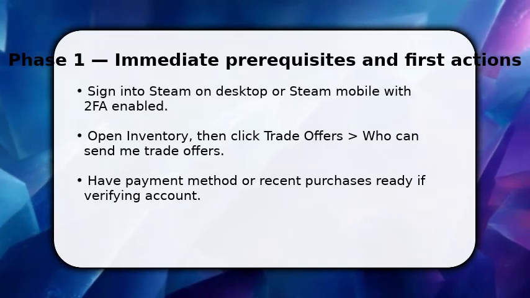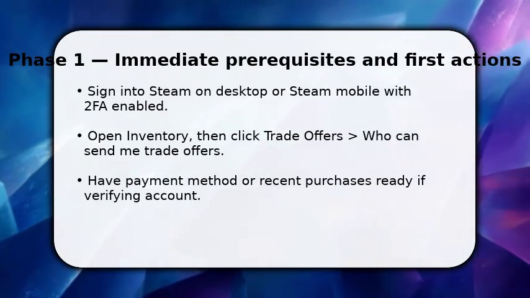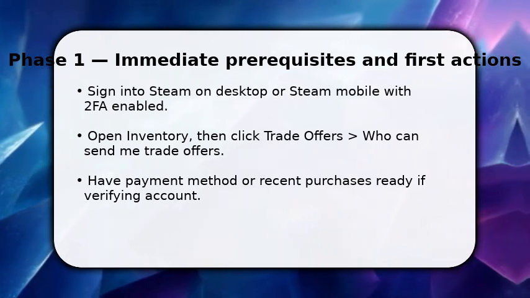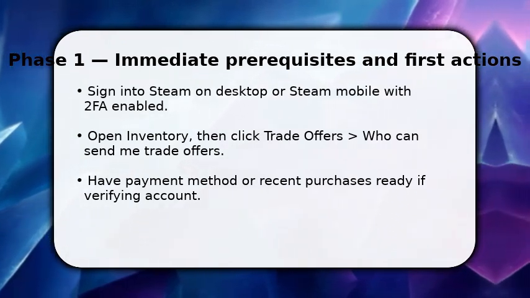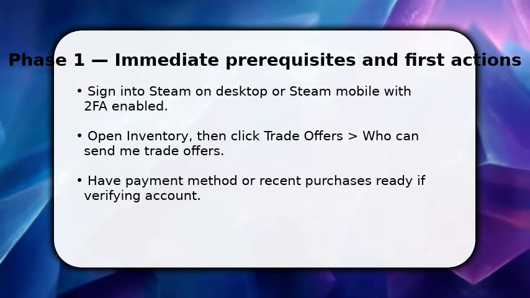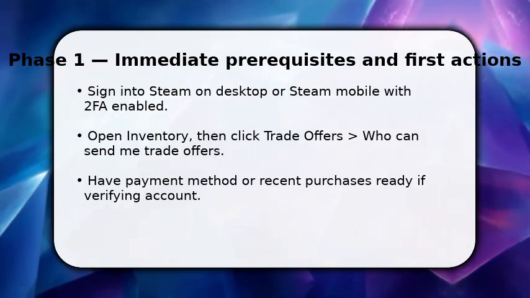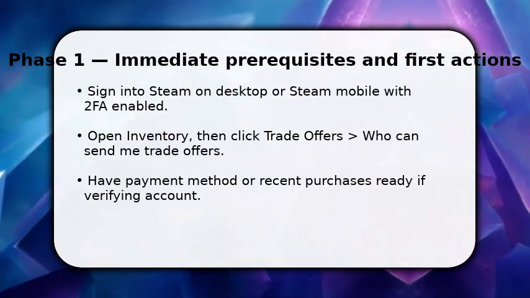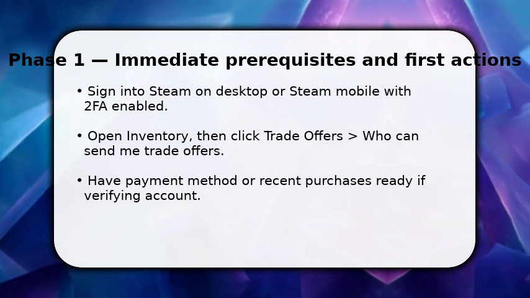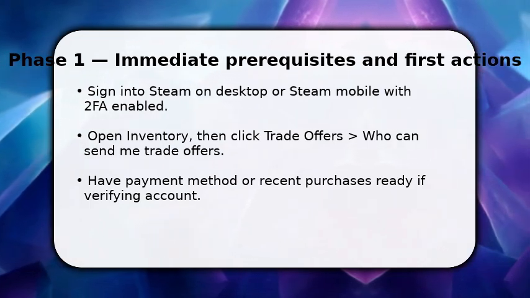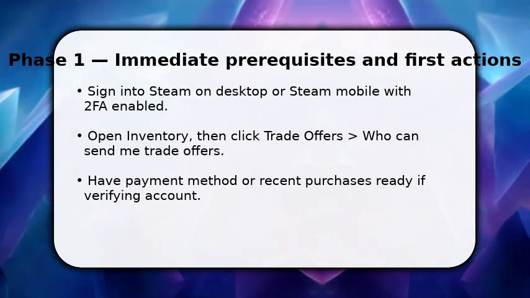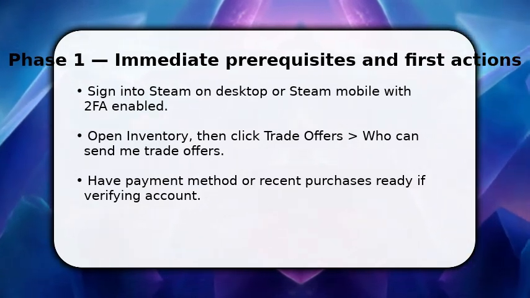You begin by signing into Steam and making sure Steam Guard two-factor is active, because trade hold removal depends on account security. Once logged in, open your inventory and go to Trade Offers to view pending and sent offers. This is where you'll act. Make sure you have recent purchases or a verified payment method visible, since Steam uses those to qualify you. If you meet those prerequisites, proceed to the specific trade offer you want to cancel or modify.